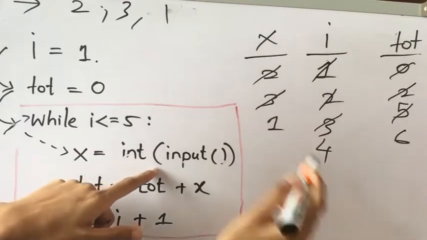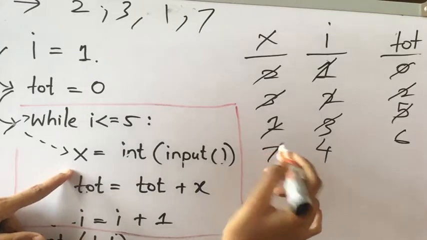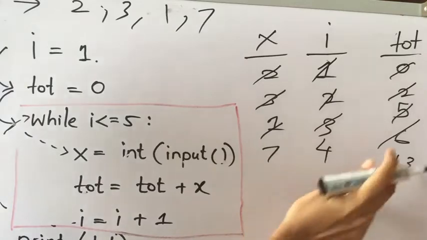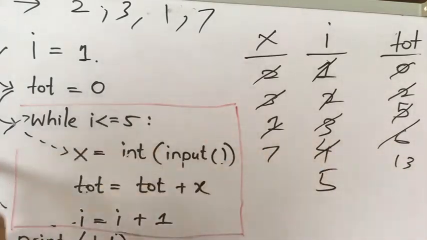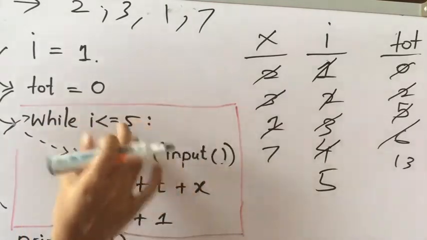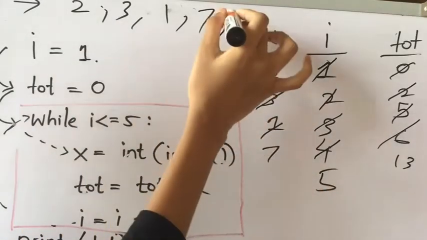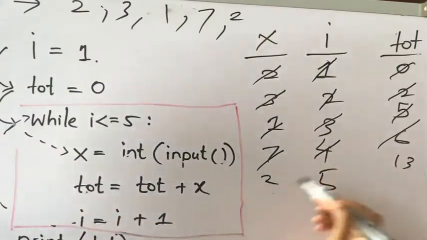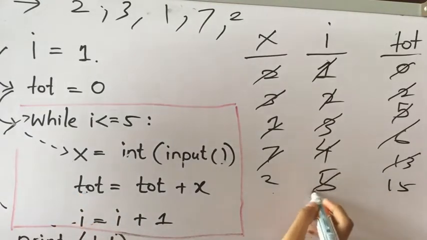I'm going to replace this value. Say I'm going to pass 7. Now x is 7. Total plus x. So 6 plus 7, 13. This becomes 13 now, and I'm going to increase I to 5. Now again it will come to the top. 5 less than or equal to 5. 5 is equal to 5. So this is again true. So it will go in and get another input. Say I'm going to type 2 again. Okay. Now x is 2 again. 2 plus total, 15. Total is 15. Then I'm going to increase this to 6.